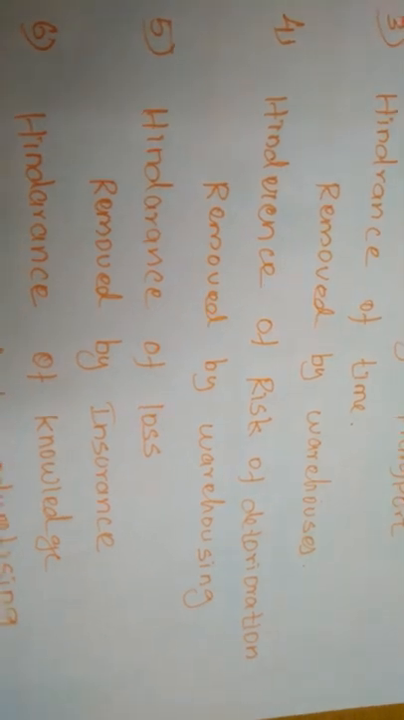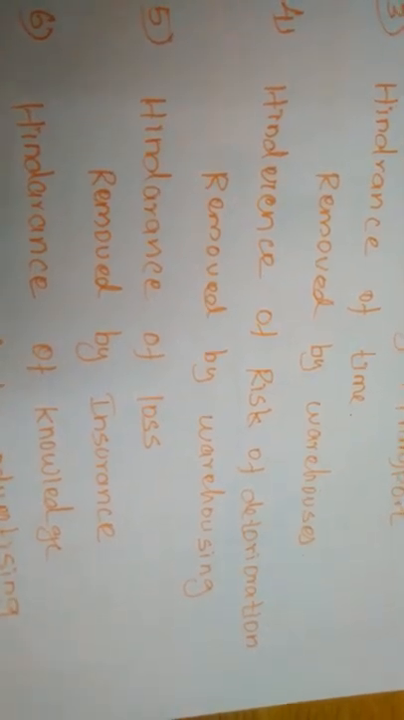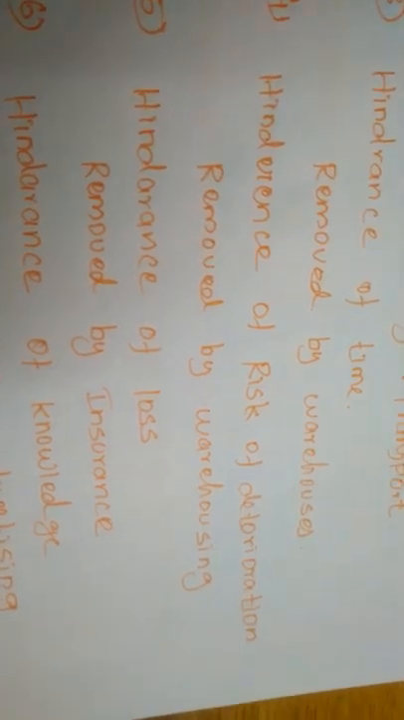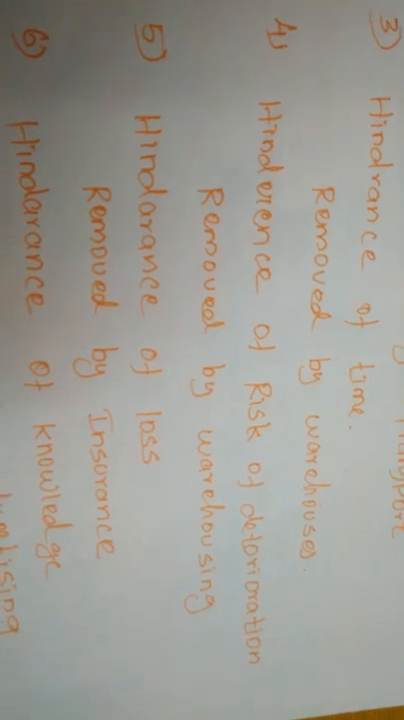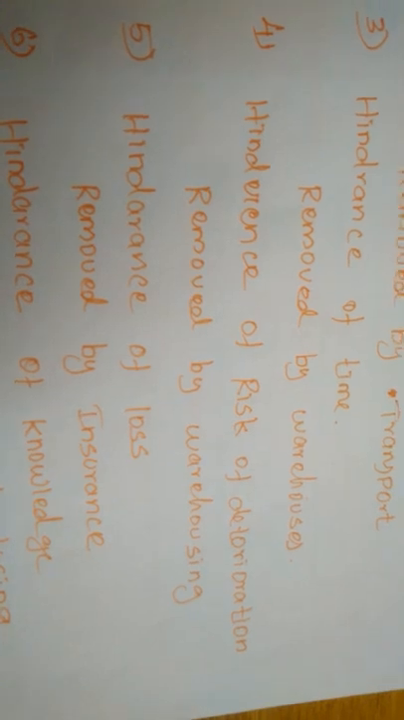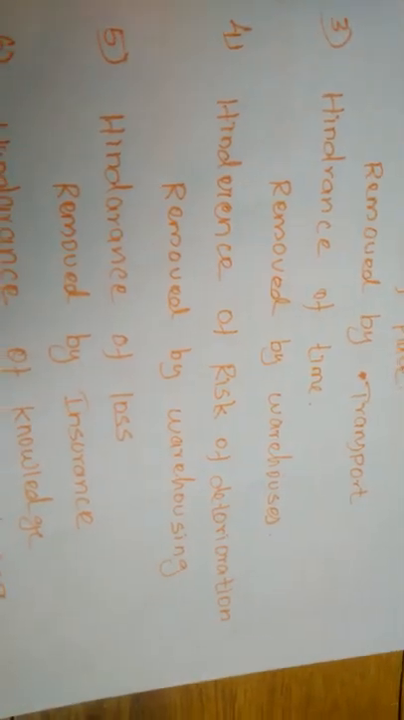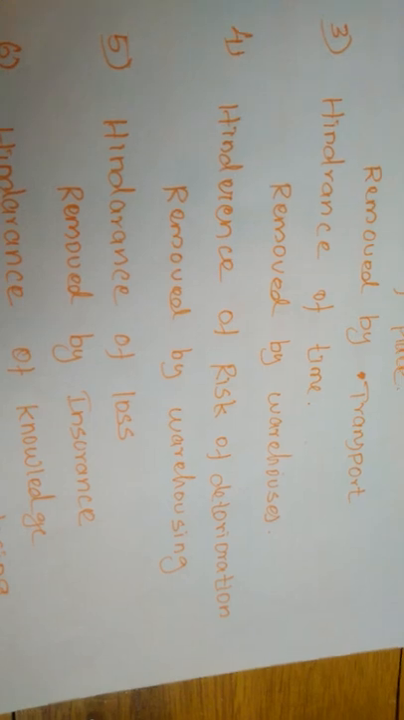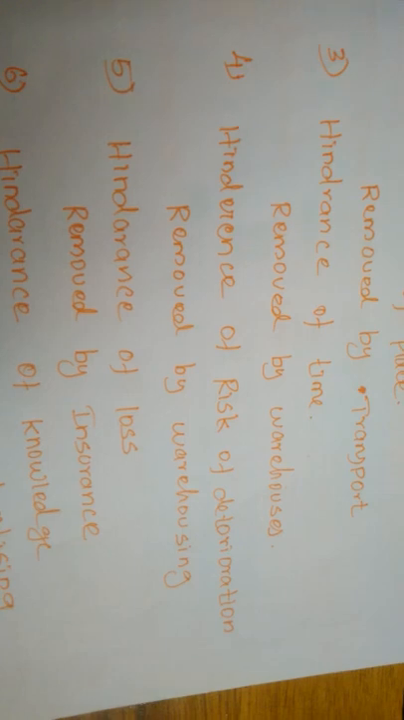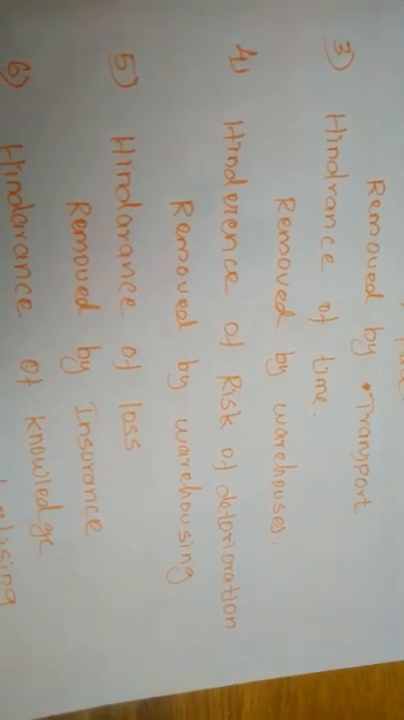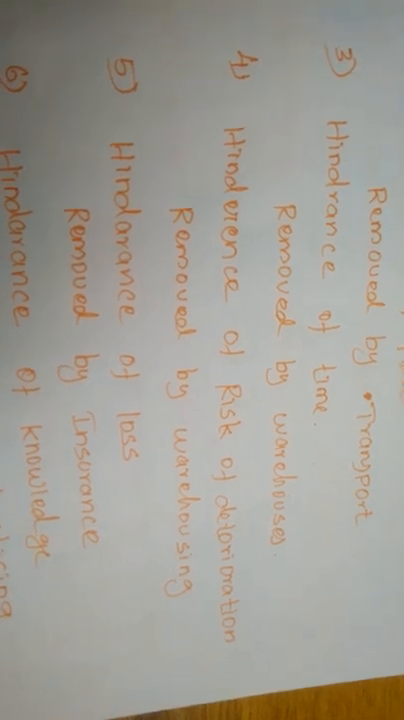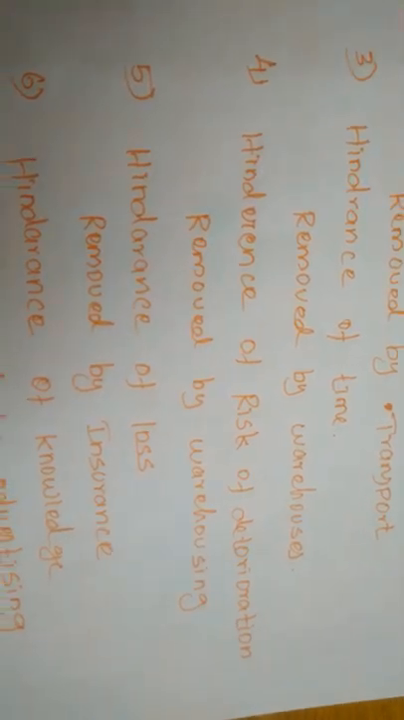So many risks will be there. How can we resolve this type of risk of deterioration? When we use warehousing, we will remove it. The hindrance of risk of deterioration will be removed by warehousing. The hindrance of risk of deterioration means goods are protected against insects, rats and evaporation. Some products get damaged in such ways, which is called hindrance of risk of deterioration, and these deteriorations will be removed by warehousing.